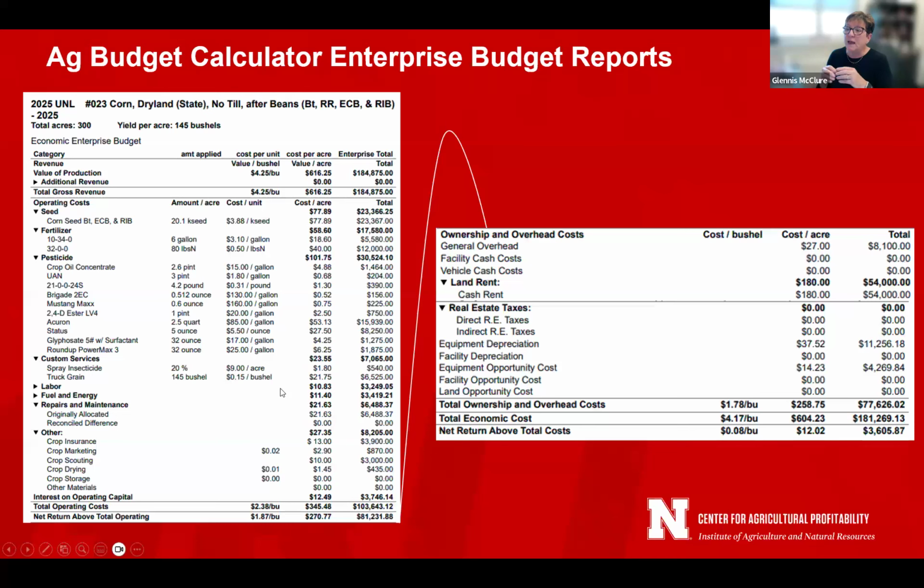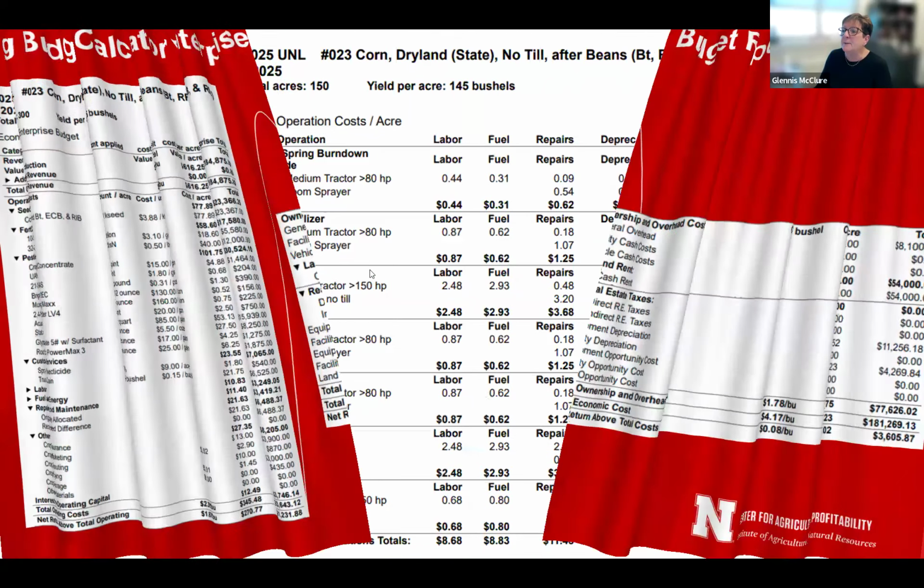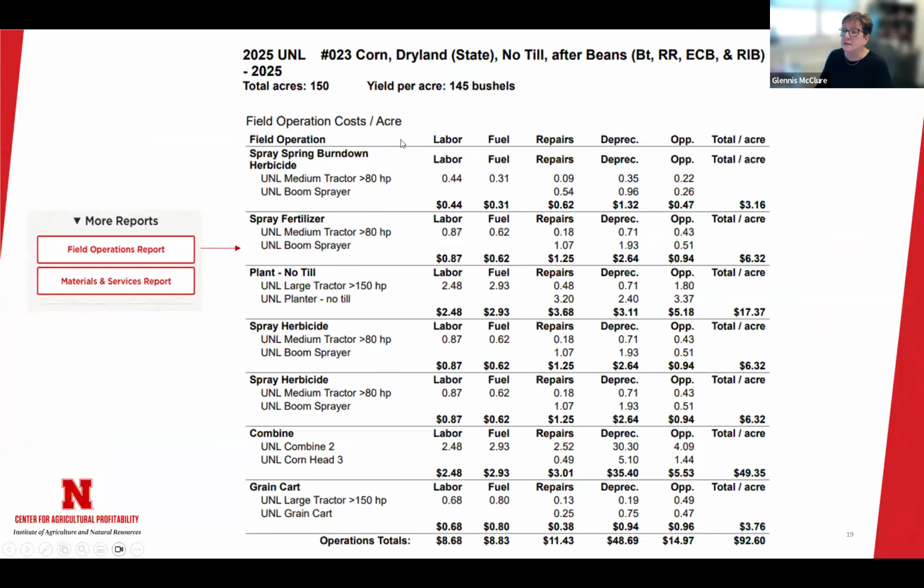I think as I put those into our budget program, or into the examples showing you or the reports that you would look at, you'll see this detail as well as the next couple pages here. This page is our field operation costs breakdown. So we patterned what we did with the ABC program after our Excel sheet, where you'll see all these different costs for operations.